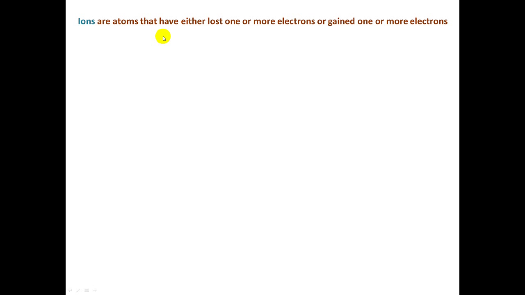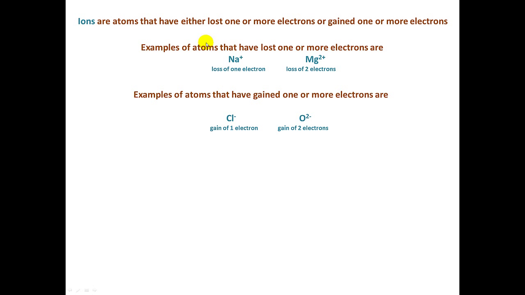Ions are atoms that have either lost 1 or more electrons or gained 1 or more electrons. So examples of atoms that lose 1 or more electrons would be sodium, magnesium. In fact, metals tend to lose electrons. So notice here that sodium has a +1 charge, and that's because sodium has lost 1 electron. Magnesium has a +2 charge, and that's because magnesium has lost 2 electrons.